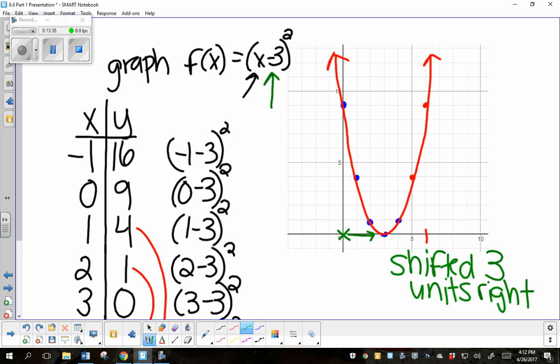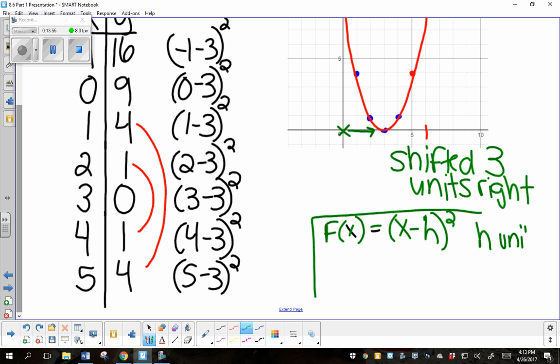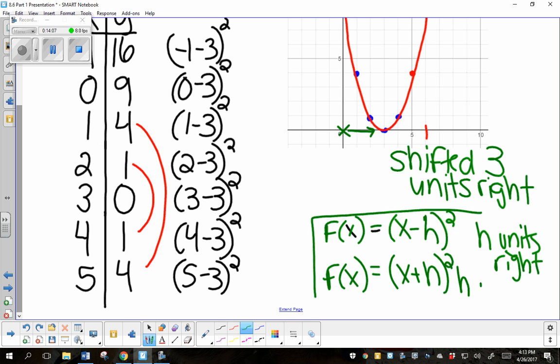So what we want to take away from this is, if I'll write this in a little box over here, if we have f of x equals x minus, let's say I don't want to use the letter k, sorry. Let's use the letter h, that's what we're going to use tomorrow. h squared. It's going to shift it h units right. Everything else is going to be the same. If I have f of x equals x plus h squared, it's going to shift it h units left. It's kind of the opposite of what you would think. If you're adding a number to the x, you actually go left. If you're subtracting a number from the x, you actually end up going right.